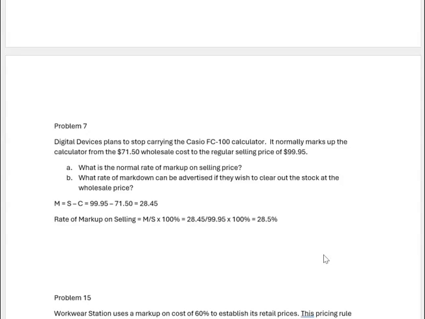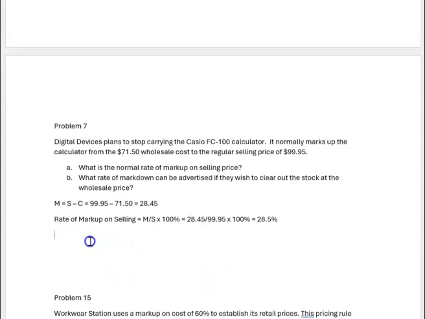So markup, as you know, is your selling price minus your cost. So $99.95 minus $71.50 gives you $28.45. Okay, so your rate of markup on selling is your markup, $28.45, divided by selling, $99.95, multiplied by your 100%, which gives you 28.5%.